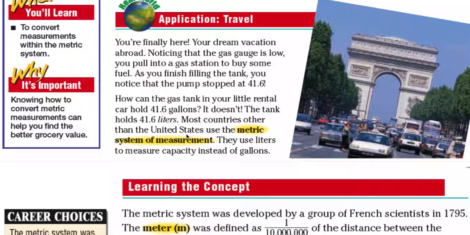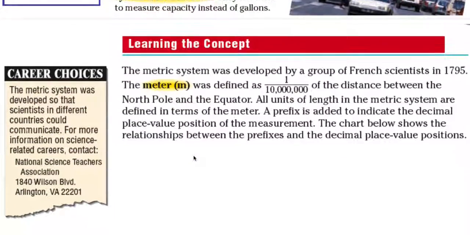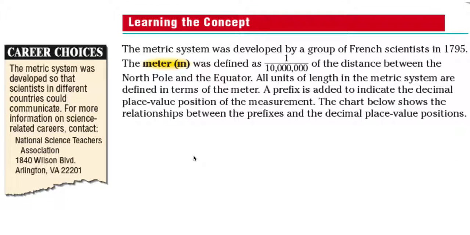Most countries other than the United States use the metric system of measurement. They use liters to measure capacity instead of gallons. Okay? So let's learn the metric system. The metric system was developed by a group of French scientists in 1795. The meter, designated by m, was defined as 1 over 10 millionth of the distance between the North Pole and the equator. So all units of length in the metric system are defined in terms of the meter. A prefix is added to indicate the decimal place value position of the measurement.